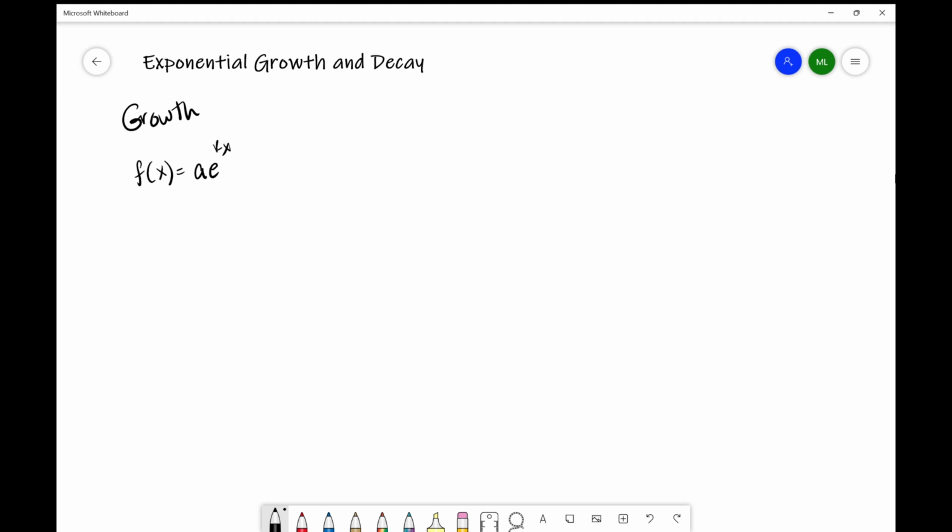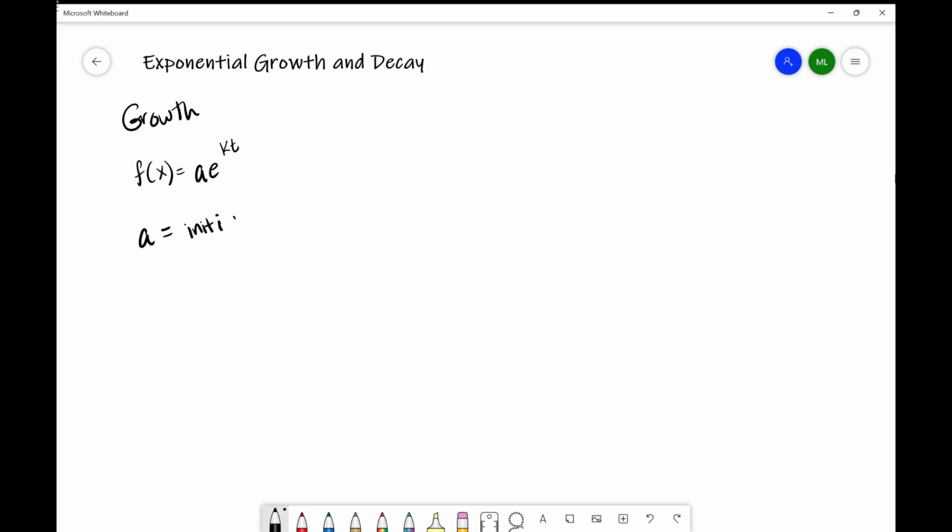Now, let's go ahead and erase that. Instead, we have our a here, so we have a e to the power of k times t. This is exponential growth when we have base e. Basically, I took my x and made it t. Now a represents the initial value.